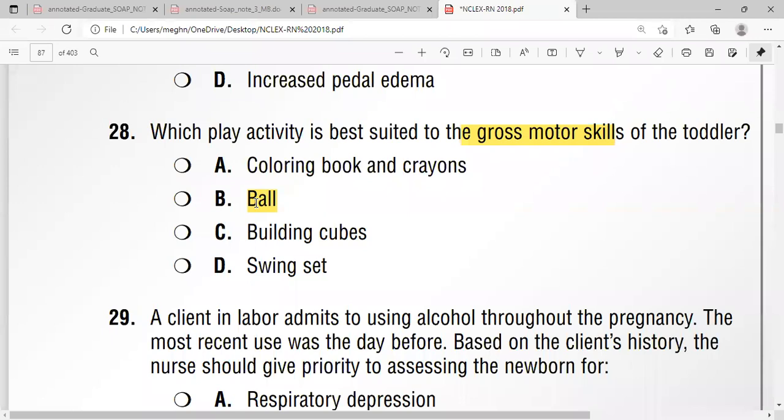So answer A or answer C is incorrect because they require fine motor skill. Building blocks and coloring books need fine motor skill, not gross motor skill. Answer D is incorrect because the toddler lacks the gross motor skill to play on the swing set.